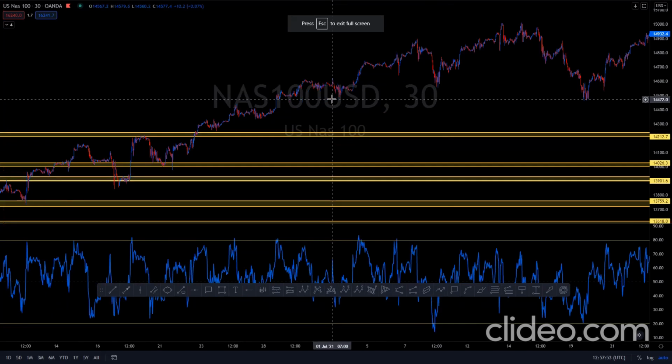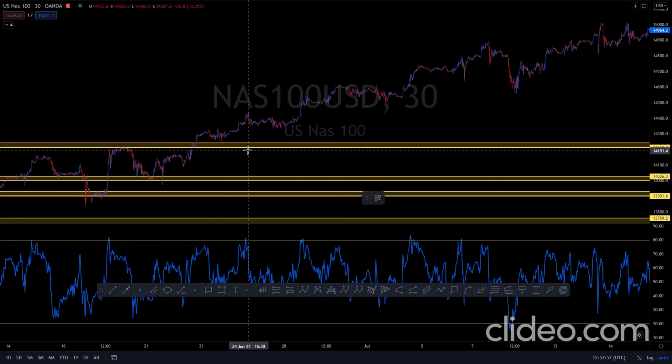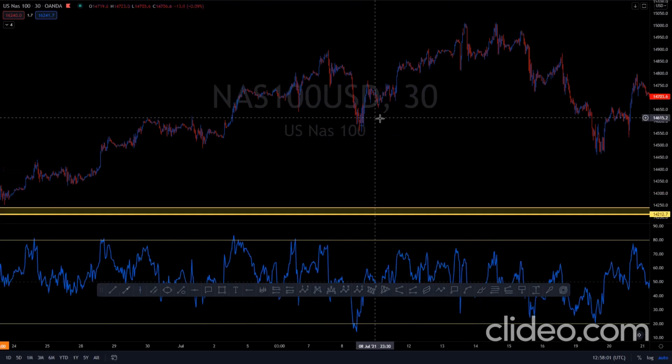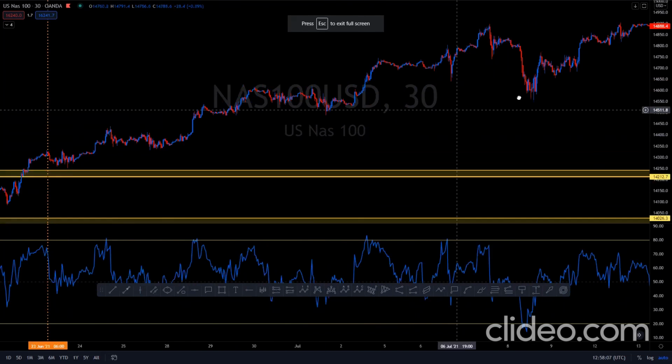All right, so now we're at the 30-minute. We're going to take a vertical line, and we'll start around right here. That way it lets us know that whatever zones we draw here is the 30-minute time frame.